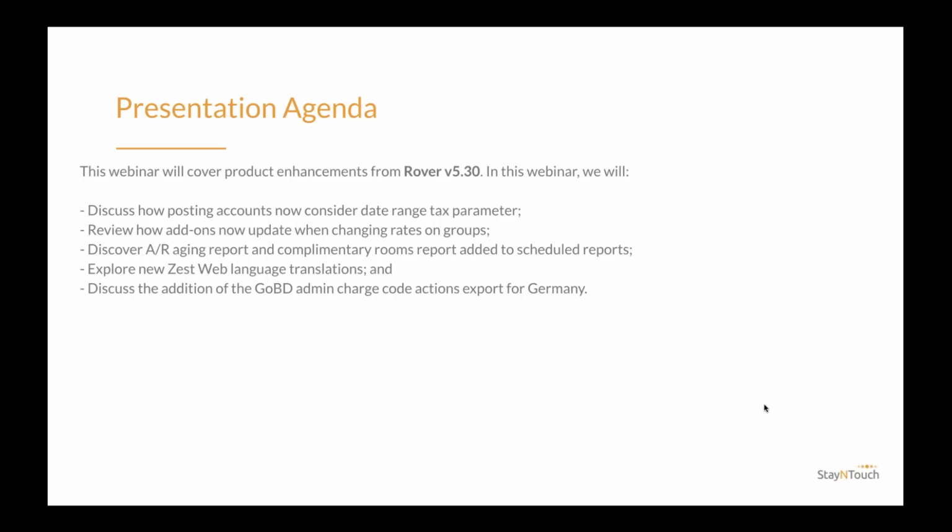Today's presentation will cover how you can get the most out of the Rover V530 product release. In this webinar, we will discuss how posting accounts now consider date range tax parameters, review how add-ons now update when changing rates on groups, discover the AR aging report and complementary rooms report added to scheduled reports, explore new Zest web language translations, and discuss the addition of the GOBD admin charge code actions export for German.